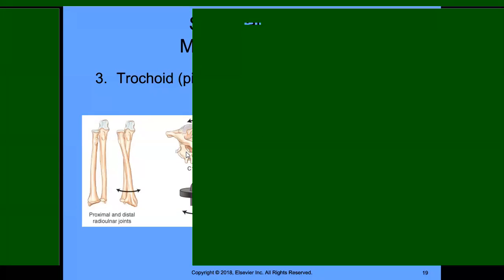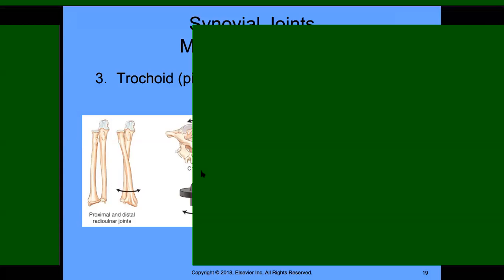The one that they're showing here with C1 and C2, this is cervical 1, cervical 2. This is what allows us to tilt our head, rotate our head. We also have some synovial fluid in there as well.